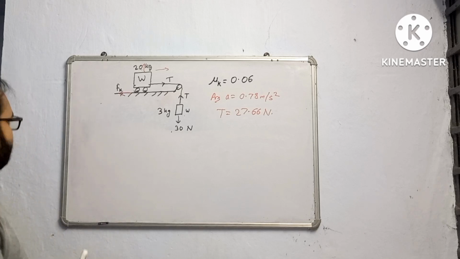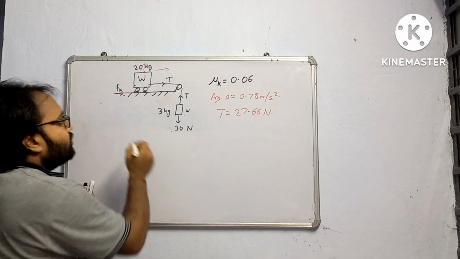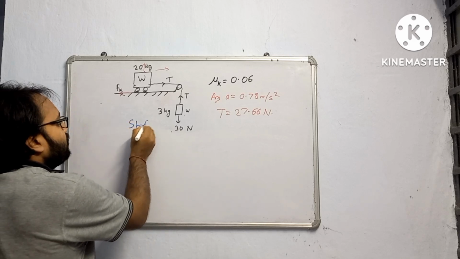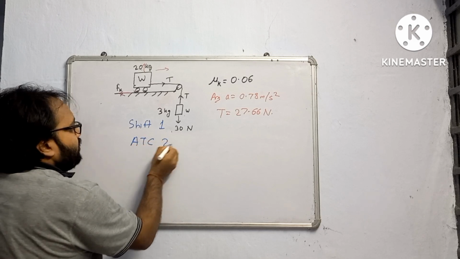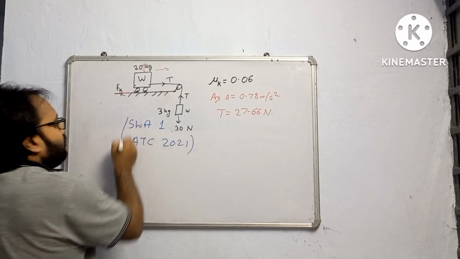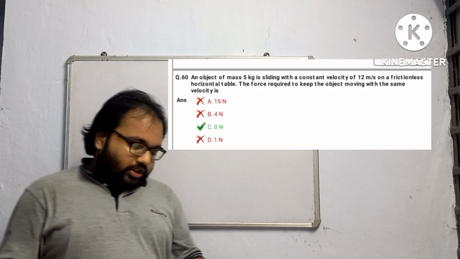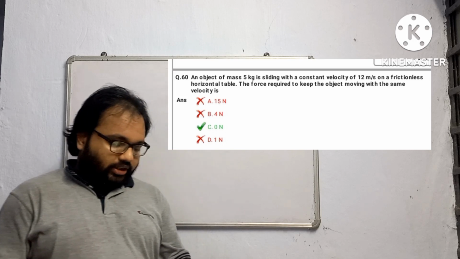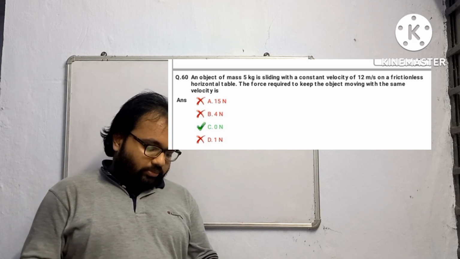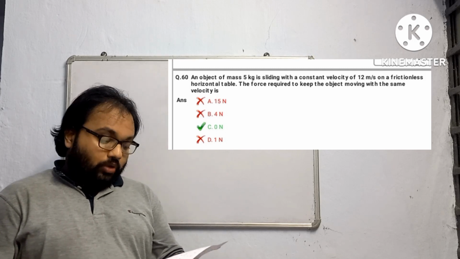This question was also asked, I forgot to mention, in shift 1, 2021. Next question is saying, an object of mass 5 kg is sliding with a constant velocity of 12 meter per second on a frictionless horizontal table. The force required to keep the object moving at the same velocity is what?